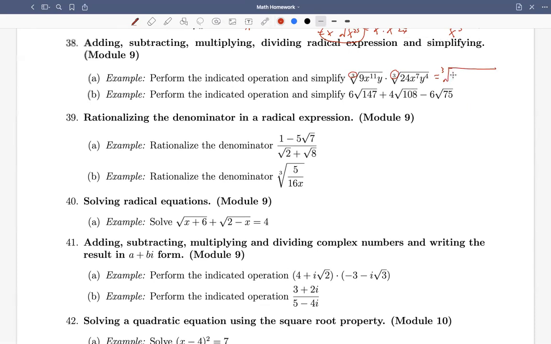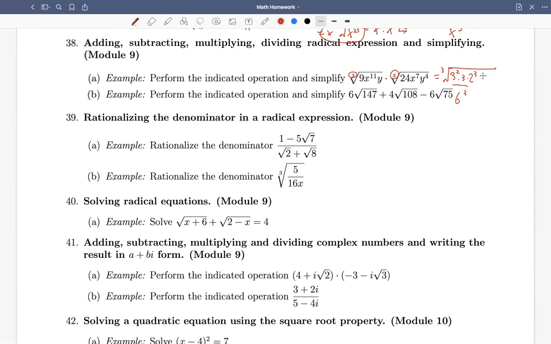For the numbers, we have 9 times 24. But let's just write it this way. Let's write the 9 as 3 squared, and 24 as 3 times 8. 8 is 2 cubed. So you see 3 cubed times 2 cubed. So this becomes 6 cubed, right? 3 cubed times 2 cubed means (3 times 2) raised to 3, which is 6 raised to 3. So we have done the numbers.